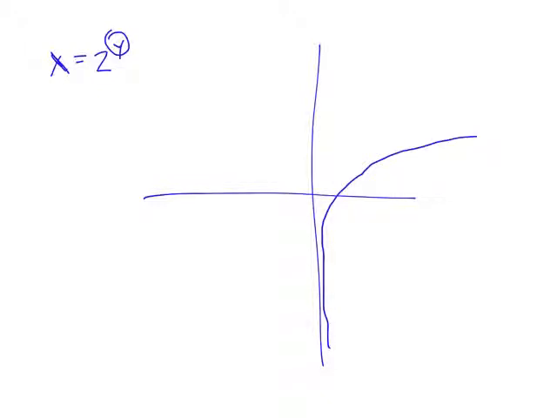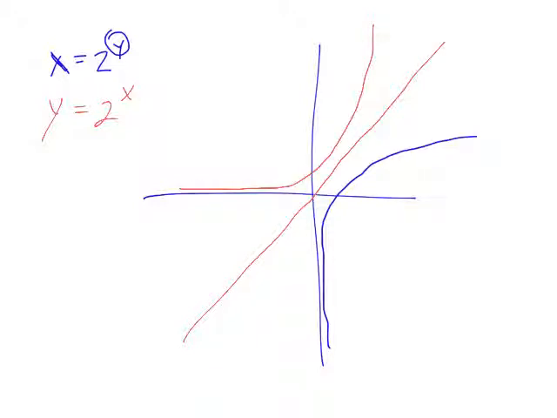Alright, so if I were to reflect that across the line y equals x, all I'd have to do is change this to y equals 2 to the x power, and then it would give me a graph that looked like this. Okay? Using my x-axis as my asymptote.